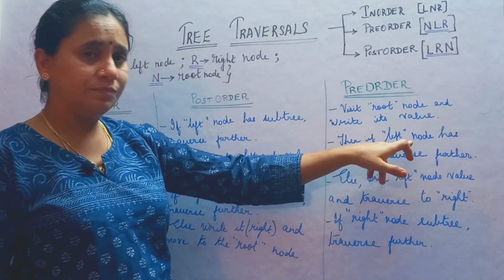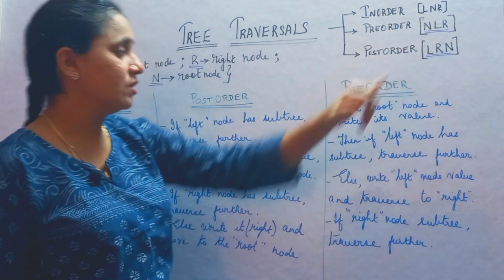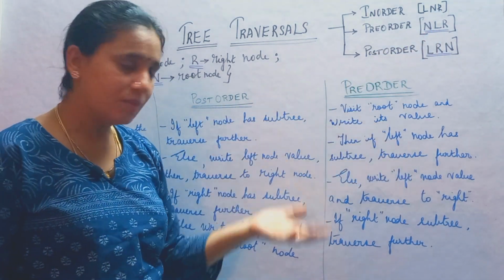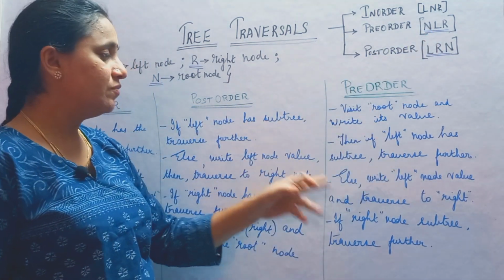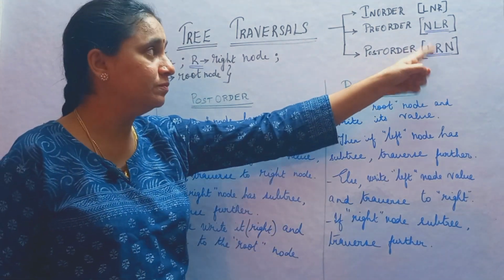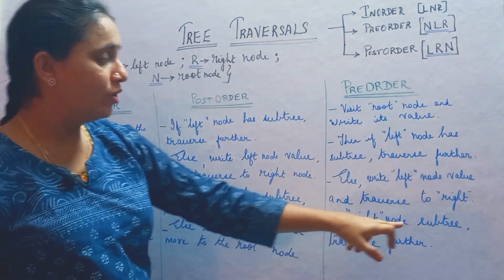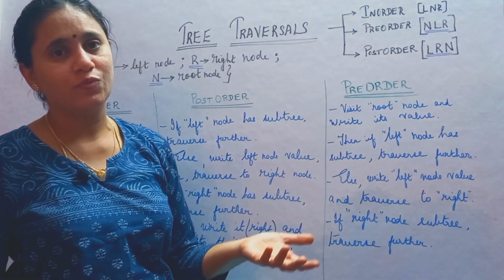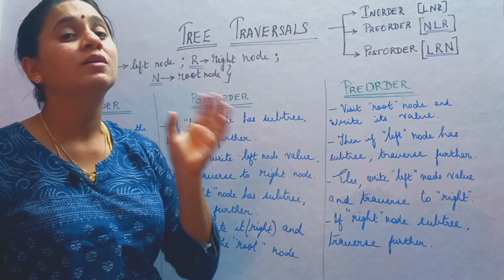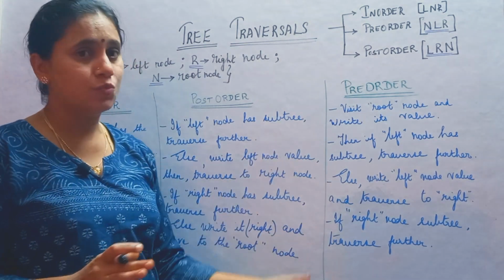If left node, then where should I move? For pre-order, left node, isn't it? So if the left node has a subtree, traverse further. Else, if it is a child node, write its value, and I must move to the right node. If the right node has a subtree, traverse further. Otherwise, I have to write the right node value, friends. I think you will be clear with this point.